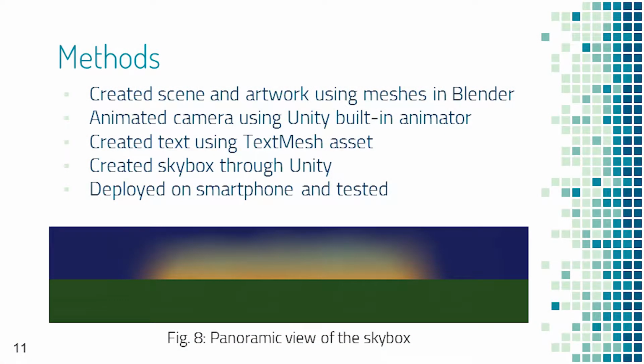We also use many different methods to create the simulation. First we created a scene and artwork using meshes in Blender, which basically molded the object into what we wanted. We also animated the camera using Unity's built-in animator, which allowed us to move the camera throughout the scene. We created the text using the text mesh asset, which shows the text and description of the part of the cycle that you're in at the moment. We created a skybox using Unity, where we created a panoramic view, as you can see in Figure 8, and split it up into 6 different sections, which created a cube map simulation. And finally, we deployed it on a smartphone and tested it for any bugs and continued the process over.